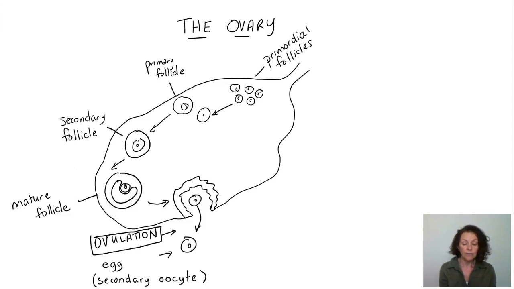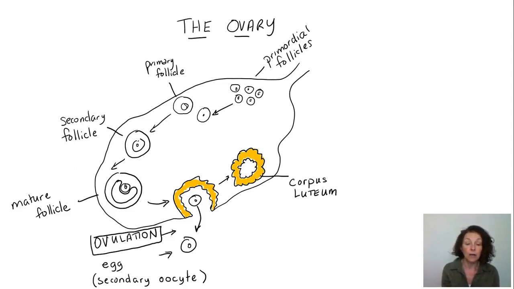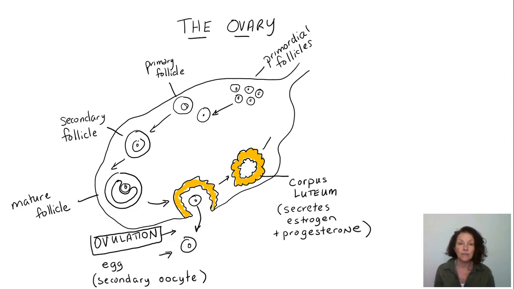But what remains behind is called the corpus luteum, which means yellow body. And the primary purpose of the corpus luteum is to secrete estrogen and progesterone, which maintain the uterine lining so a fertilized egg can implant and grow. And estrogen and progesterone also prevent the ovary from releasing another egg. If there is a fertilization event, the fertilized egg is called a zygote, and the zygote undergoes several rounds of mitosis before implantation in the uterine lining.